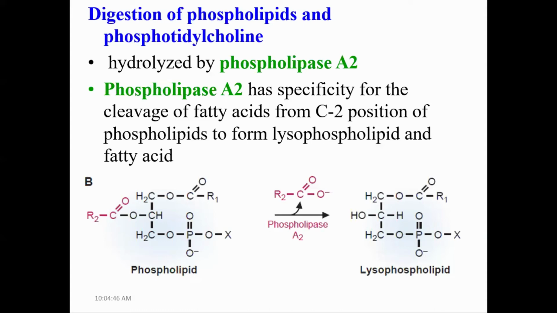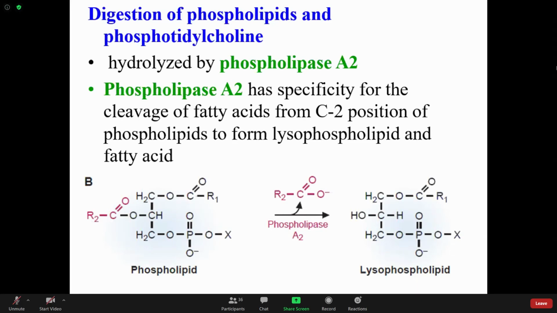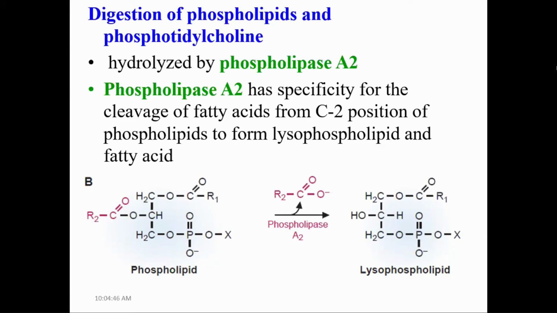So after these digestions by pancreatic lipase, phospholipase A2 and cholesterol esterase, the products are 2-monoacylglycerol, free fatty acids, cholesterol, and lysophospholipids, and some free glycerol as well. So these products are formed, and they are now absorbed.